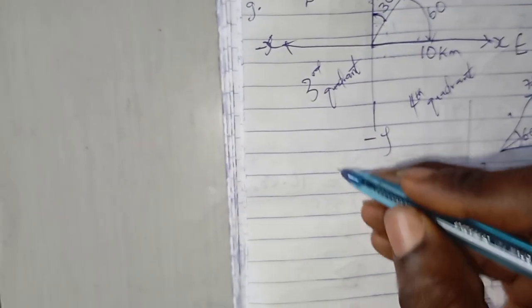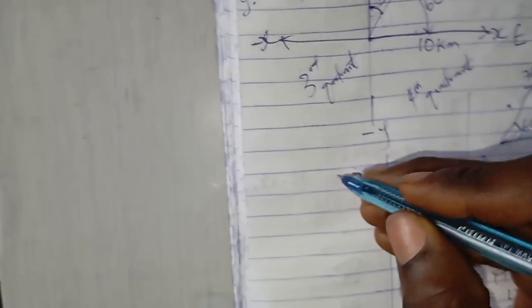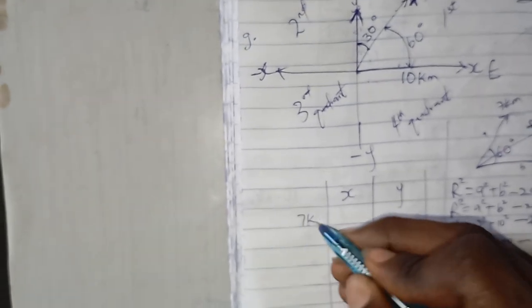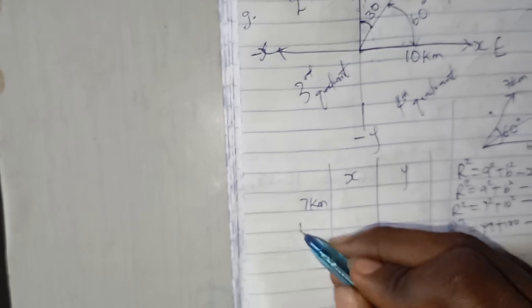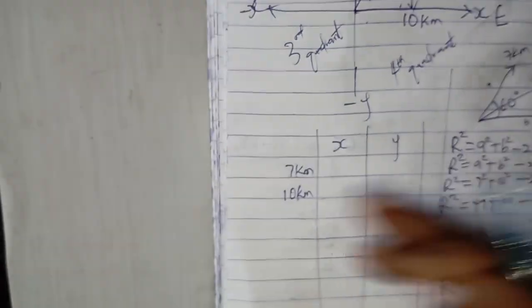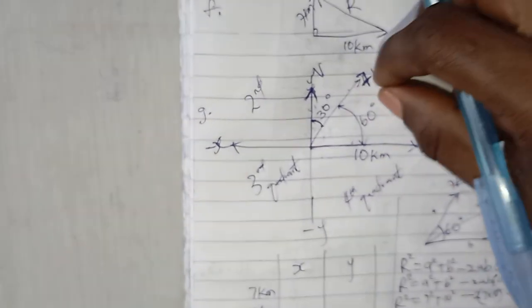So I have to now do this using resolution of vectors. Anytime you hear resolution of vectors, just think of x and y. How do I take it to x? How do I take it to y? Now on the first part I have 7 kilometers. Then I have 10 kilometers. So I will now say, once you are able to do this subtraction, it helps you to do things.